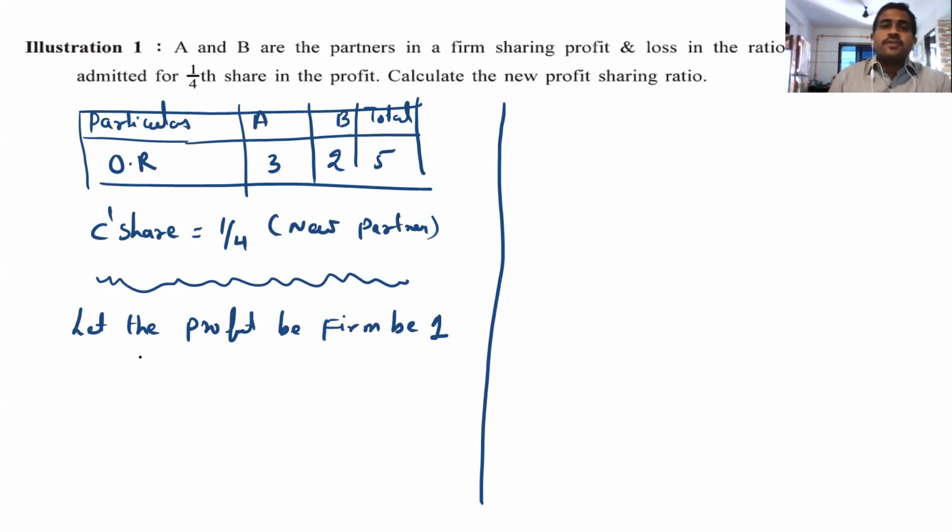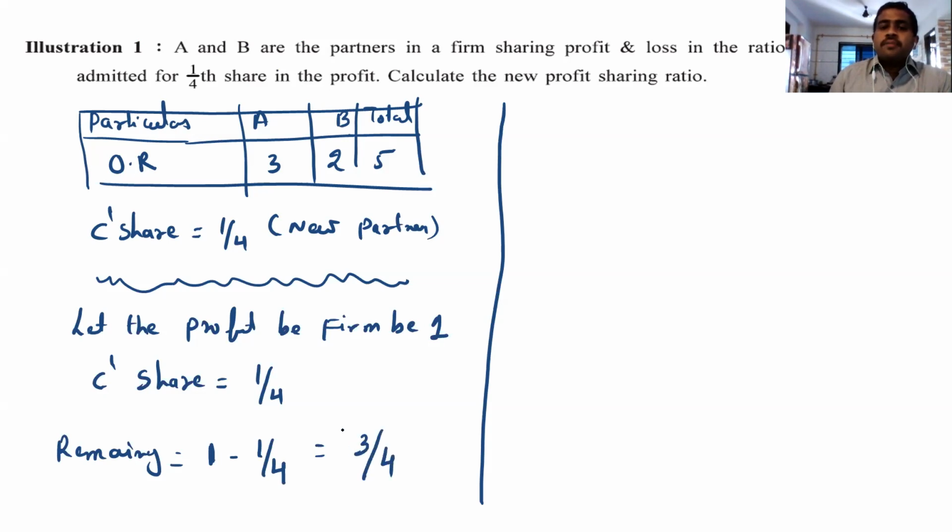The profit is 1. Now, in that, the most important is the new partner, C. And C's share is how much? 1/4. Now, let's see the remaining part. Because total profit is 1, and in that, C is getting 1/4. So what is the remaining part? The remaining part is 3/4. Is it clear? Remaining part is 3/4.